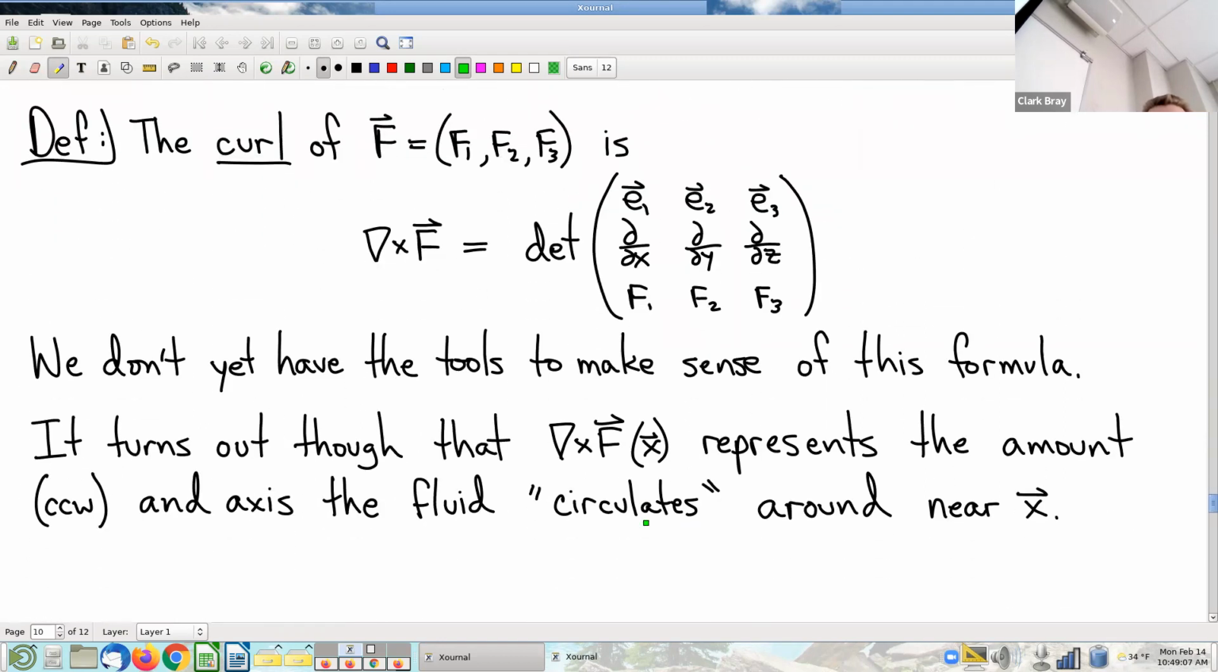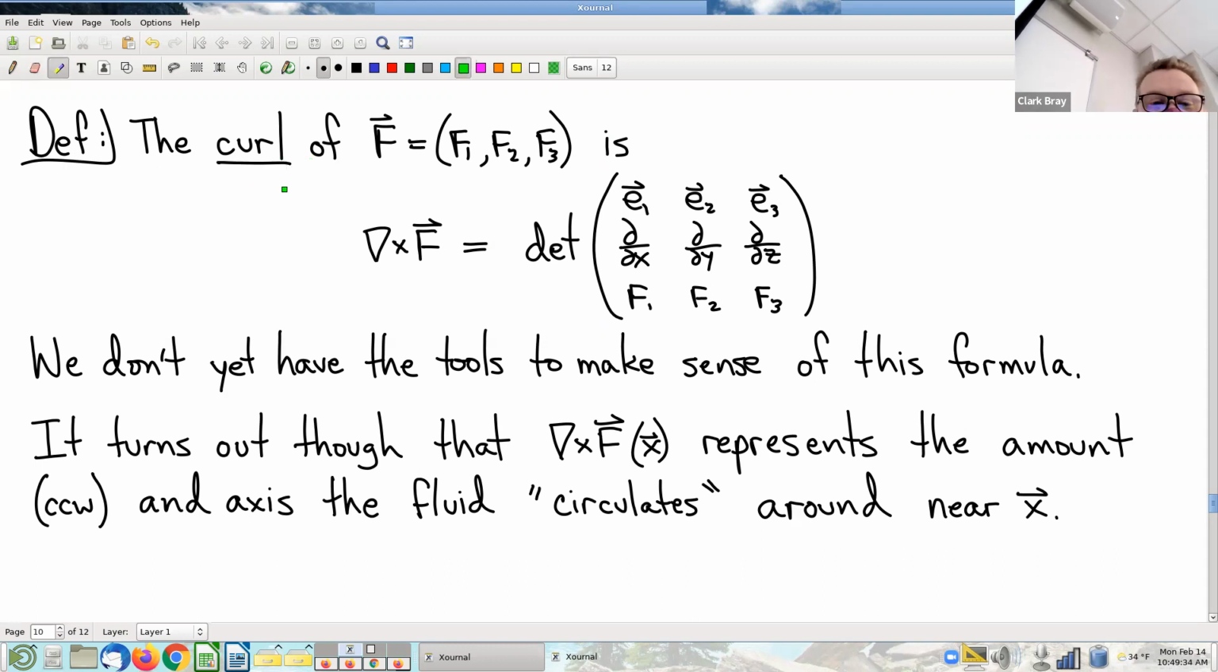Okay, here's another definition out of nowhere. No warning, no context, because that's what this section is. I'm going to define something called the curl of a vector field. This is a weird formula. It takes the weirdness of the cross product formula and steps it up a notch.